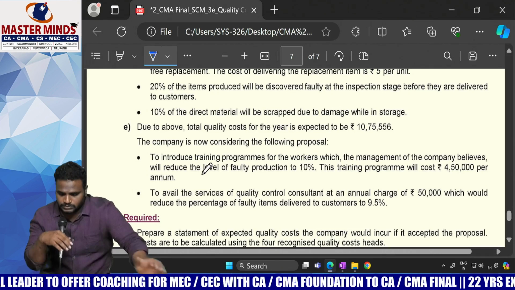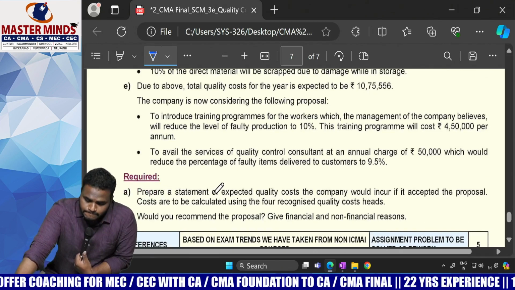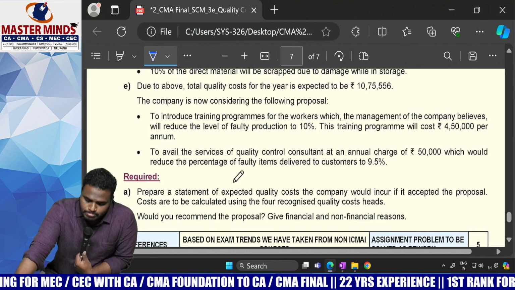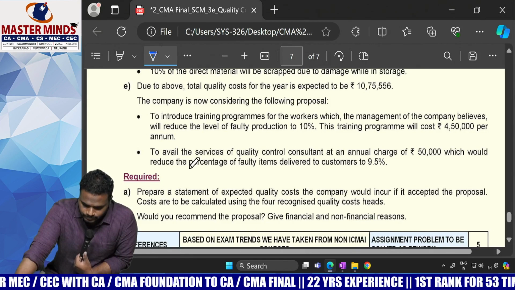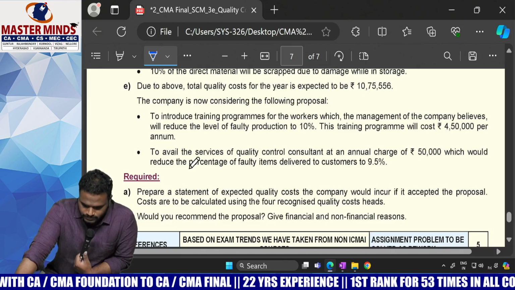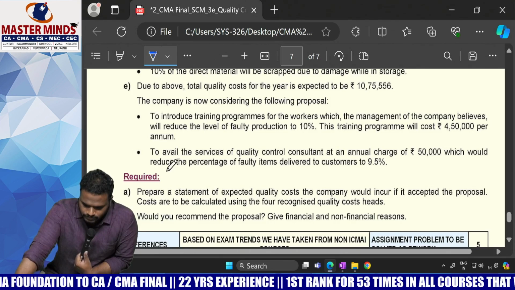Next. Required. Prepare a statement of expected quality cost the company would incur if it accepted the proposal. Costs are to be calculated using the four recognized quality cost heads. Next. Would you recommend the proposal? Give financial and non-financial reasons.